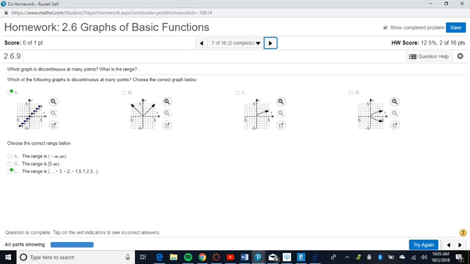So if you can use MyMathLab to eliminate something, and we're going to rely heavily on that later, then it's a lot easier to determine sometimes which one is not the right answer to get you to the correct answer.